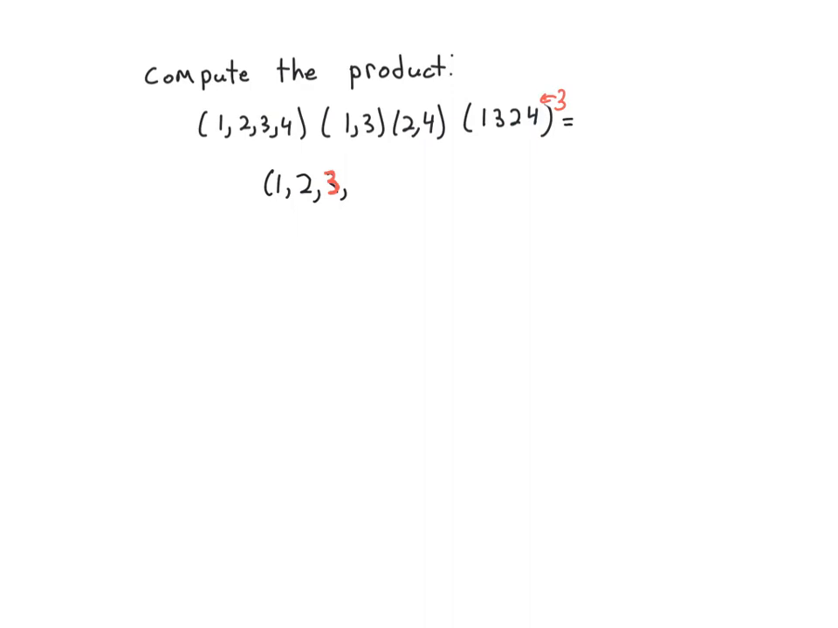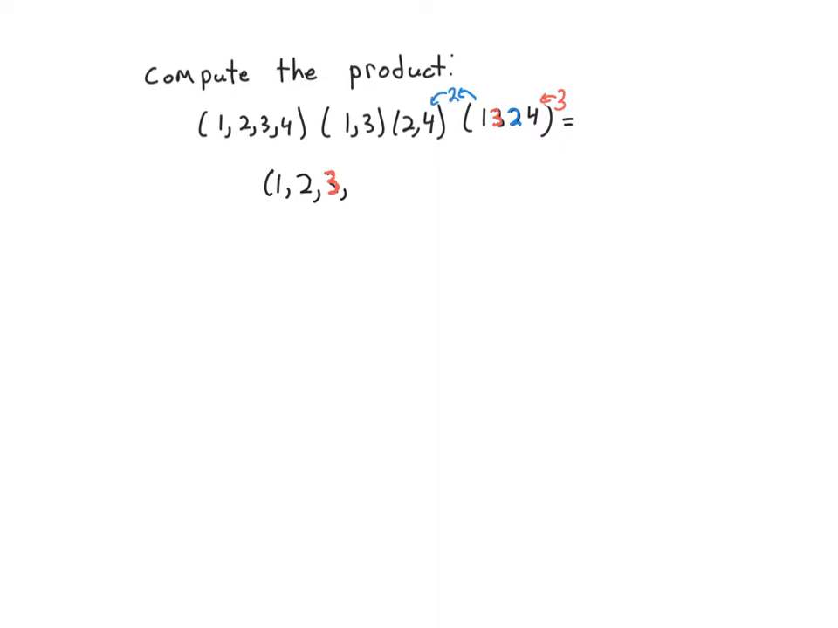Now, let's see what happens with 3 as the input. So 3 appears in the first cycle. It gets sent to 2. So 3 goes in, 2 comes out.